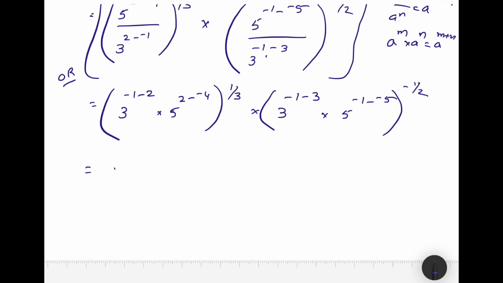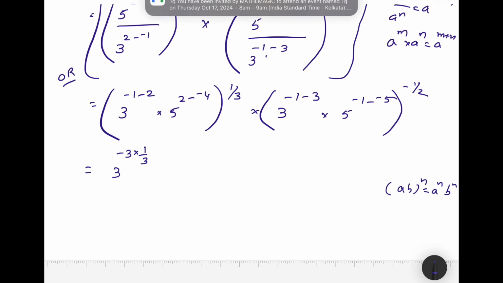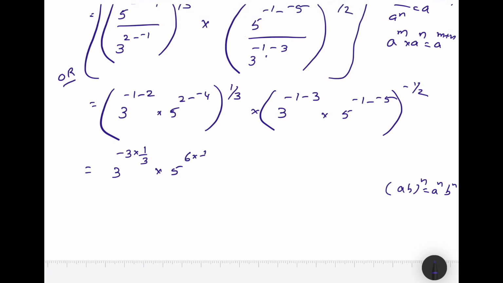So 3 to the power of minus 3 into 1 by 3. a b to the power of n can be written as a to the power of n, b to the power of n, into 5 to the power of 6 into 1 by 3 into 3 to the power of minus 4 into minus 1 by 2 into 5 to the power of 5 minus 1, this is 5 minus 1, 4 into minus 1 by 2.